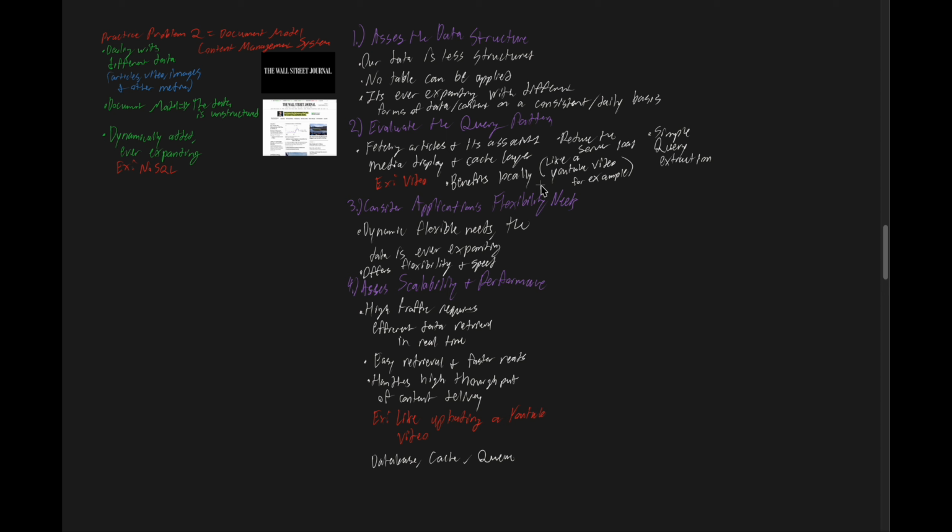And we have to consider the application's flexibility needs. If the content is ever expanding and has higher traffic, then the document model will be well suited. And assessing scalability and performance, we already have, for instance, high traffic requirements, and we have efficient data retrieval in real time, so the cache is completely updating. And we have easy retrieval and faster needs in handling high throughput of content delivery, like uploading a video on YouTube or searching for it as well, between the database, caches, and queues.